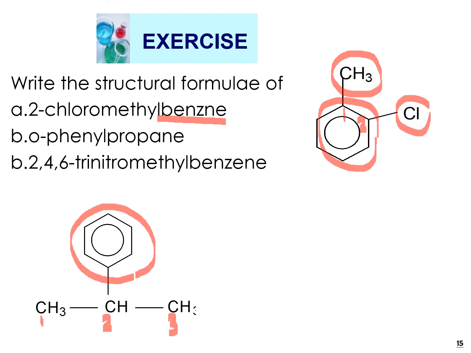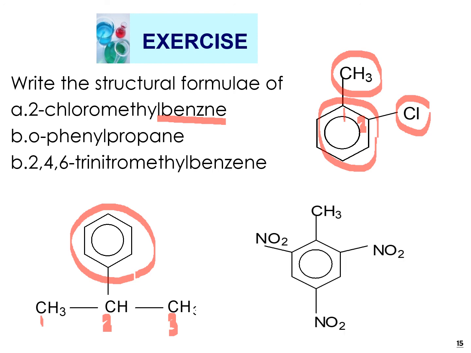For the third example, we have 2,4,6-trinitromethylbenzene. First, we draw benzene. Then we have methyl bonded to carbon 1, followed by the 3 nitro groups bonded at carbon 2, 4 and 6.